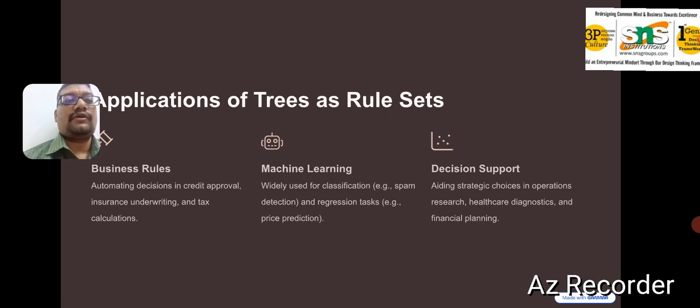In machine learning, they widely use decision trees for classification, regression tasks and price predictions. While using these trees, we can easily identify the decision rules and other things.